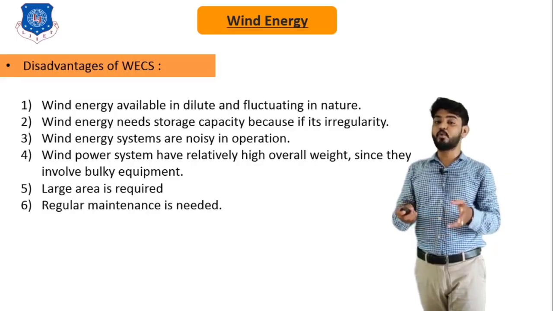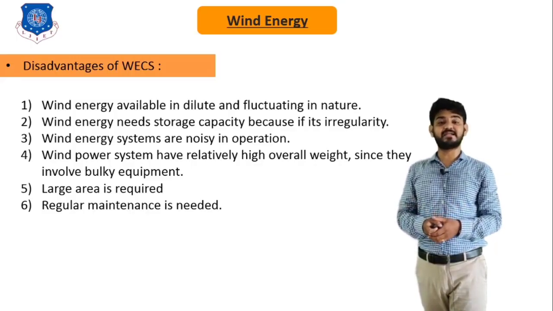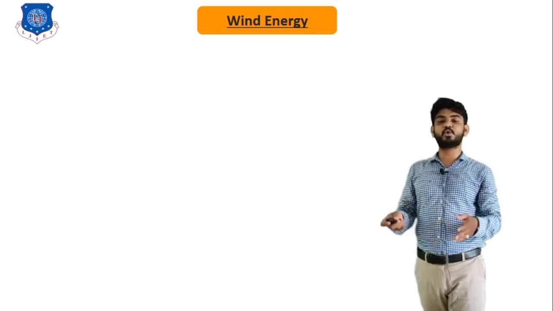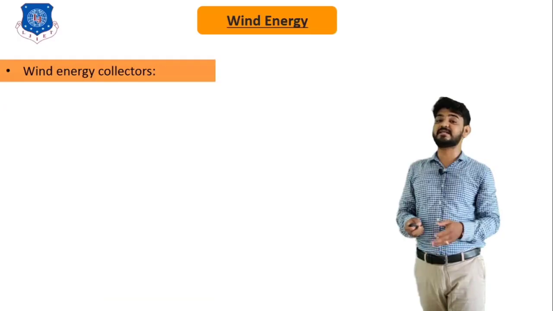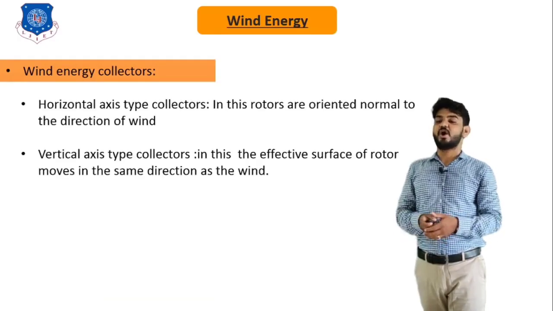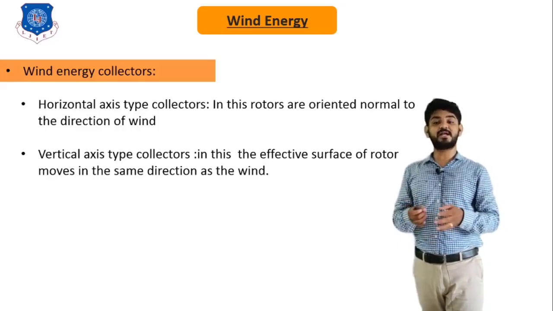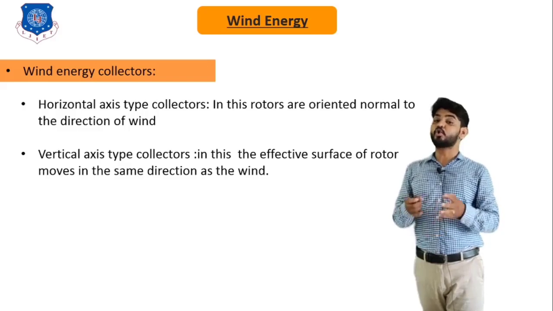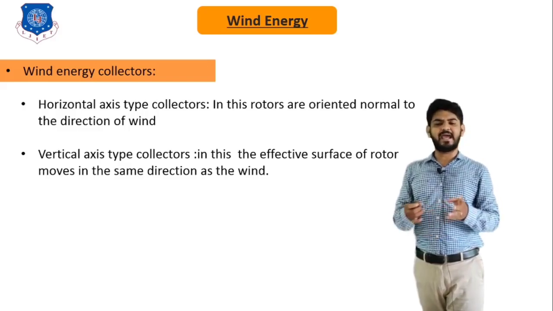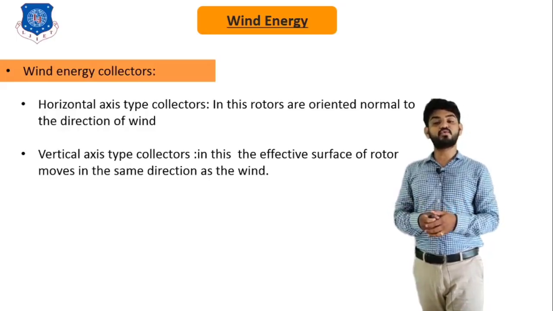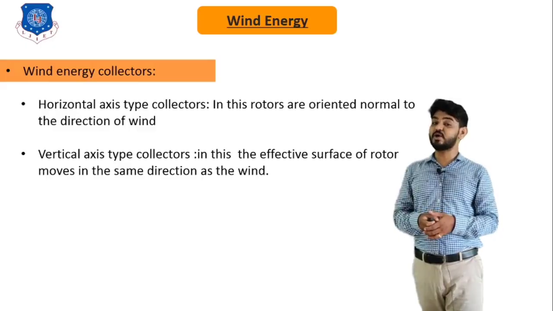Now let's move to the next section, and that is wind energy collectors. There are basically two different types of wind energy collectors. First is the horizontal axis type and the other one is the vertical axis type collector. In the horizontal axis type collector, the rotor is oriented normal to the direction of the wind, and in the vertical axis type collector, the rotor moves in the same direction as the wind.